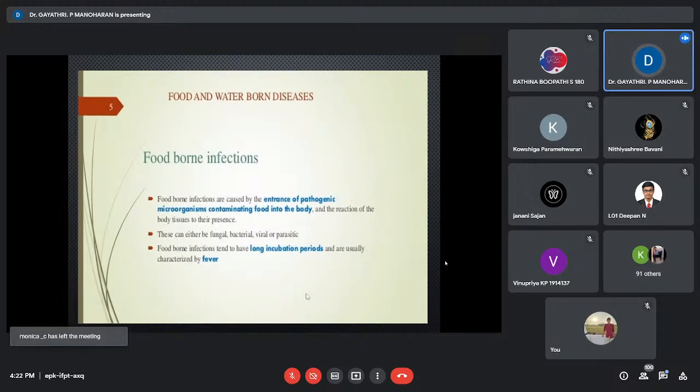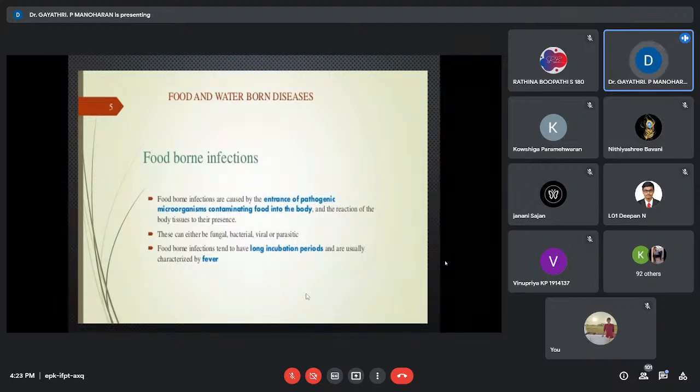So, foodborne infections. What do foodborne infections mean? Foodborne infections are caused by the entrance of pathogenic microorganisms, contaminated with food or water, into the body and the reaction of the body tissues to their presence. Already we know that once the pathogen enters our body, it reacts against it. We already know very well about the corona. For the past 2 years we have been talking about COVID-19 vaccination, immunization and all. So once the pathogen enters our body, our immune system will react against it.